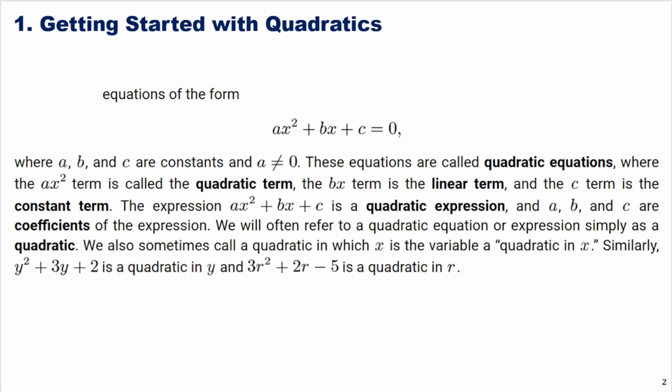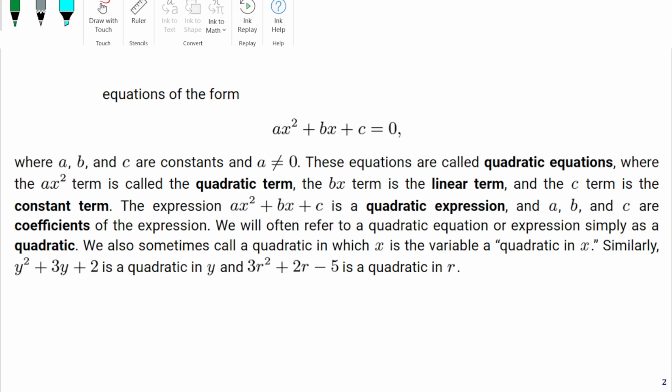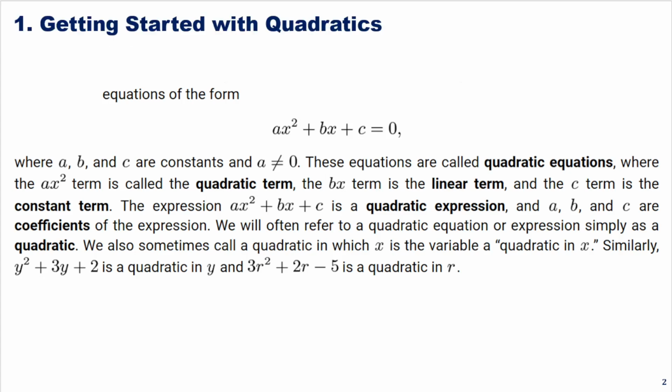So these equations are called quadratic equations, where ax squared term is called the quadratic term. Bx term is a linear term, and c term is a constant term. The expression ax squared plus bx plus c is a quadratic expression, and a, b, and c are coefficients of the expression. We will often refer to a quadratic equation or expression simply as a quadratic.